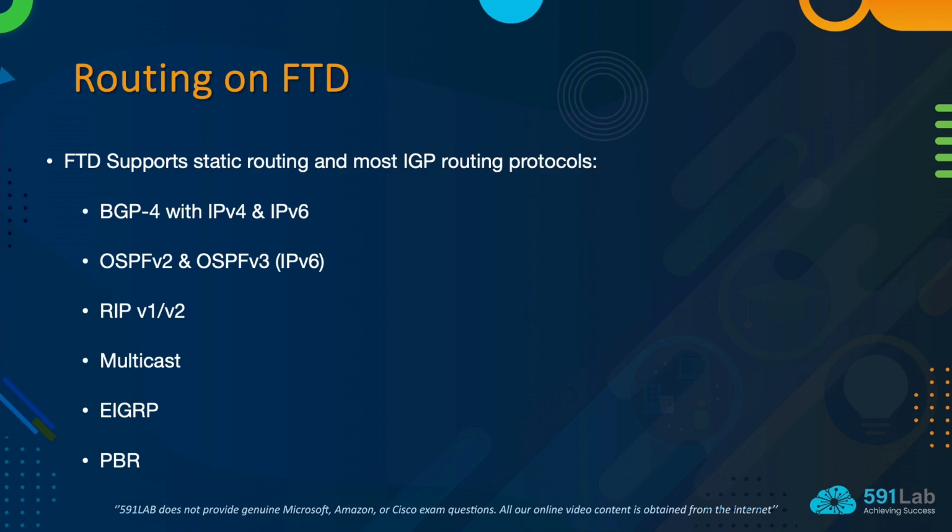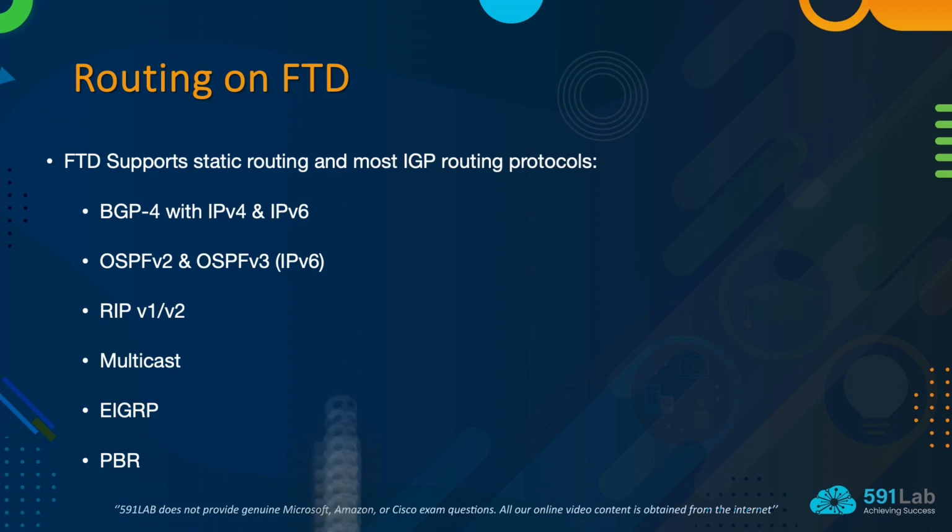The next one is EIGRP, which is also known as Enhanced Interior Gateway Routing Protocol, a Cisco proprietary interior gateway protocol that offers several advantages over Routing Information Protocol, such as faster convergence time and loop prevention.